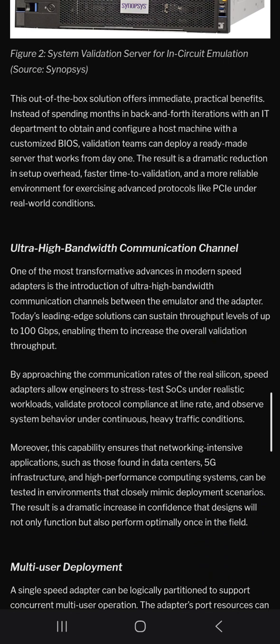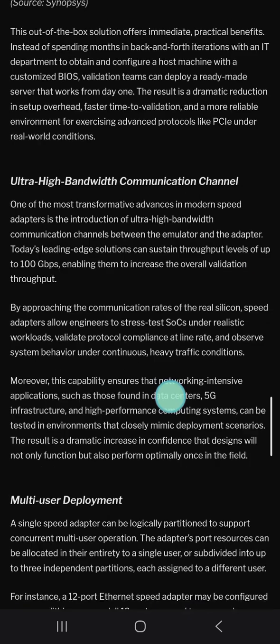The ultra-high bandwidth communication channel. One of the most transformative advances in modern speed adapters is the introduction of ultra-high bandwidth communication channels between the emulator and the adapter. Today's leading-edge solutions can sustain throughput levels of up to 100 gigabits per second, enabling a significant increase in the overall validation throughput.